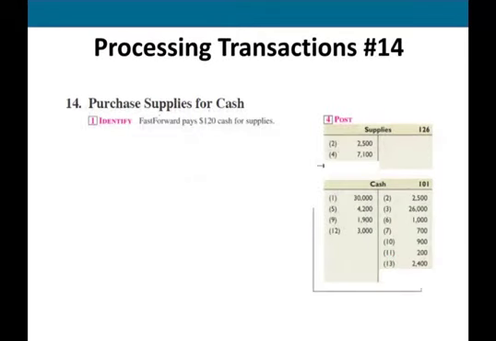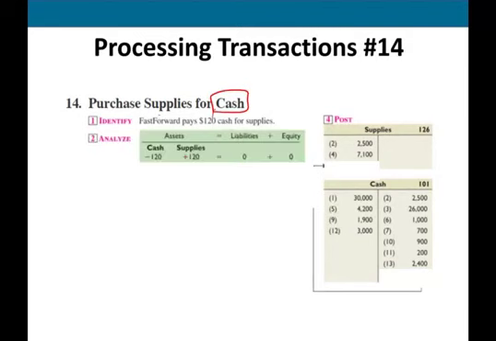Transaction 14. I purchased supplies for cash. So I used cash to buy supplies. What's going to happen to my cash? It's going to go down and my supplies is going to go up. Supplies will go up on the debit because supplies is an asset and it's going up. Now I have more supplies. Cash is an asset. It's going to go down. It goes down on the credit.